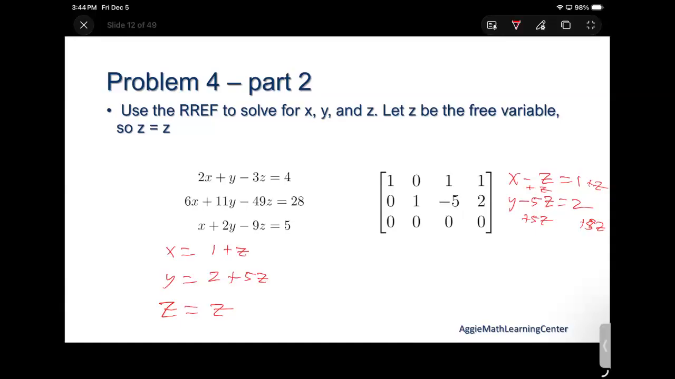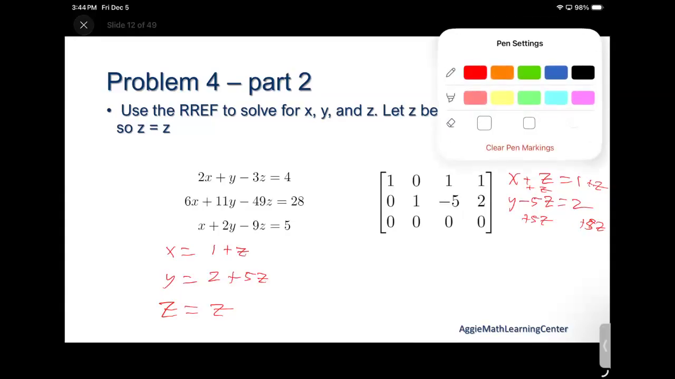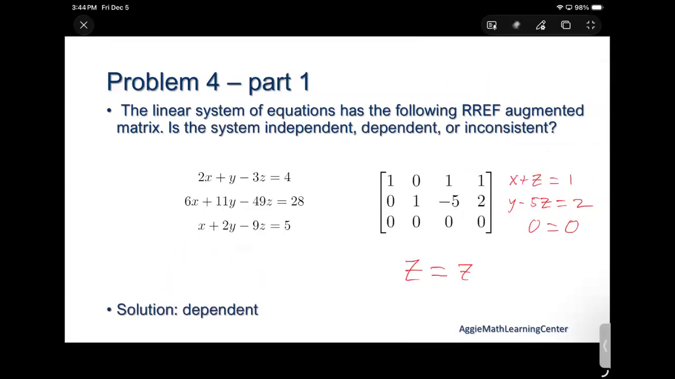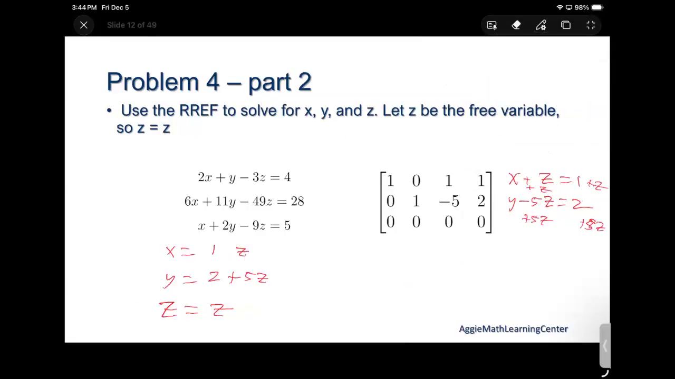Oh, I just realized a mistake I made. This up here should be x plus z. So it's actually down here, this would be 1 minus z, because you're subtracting the z over instead of adding it. So you get your solutions. You got x equals 1 minus z, y equals 2 plus 5z, and z equals z.